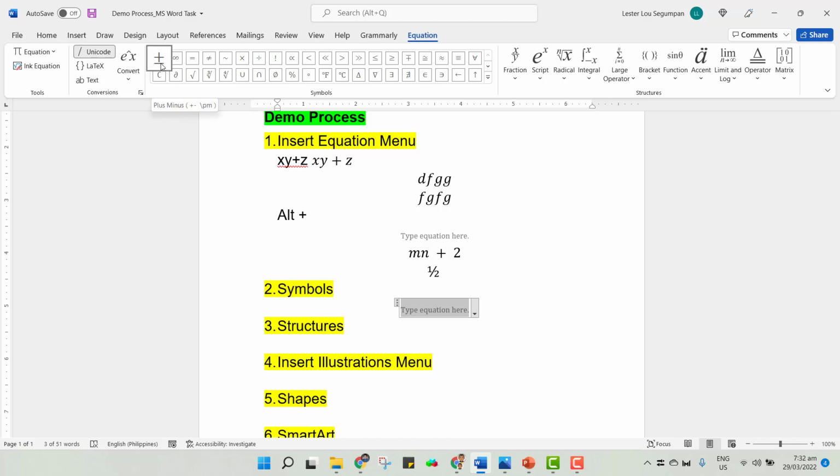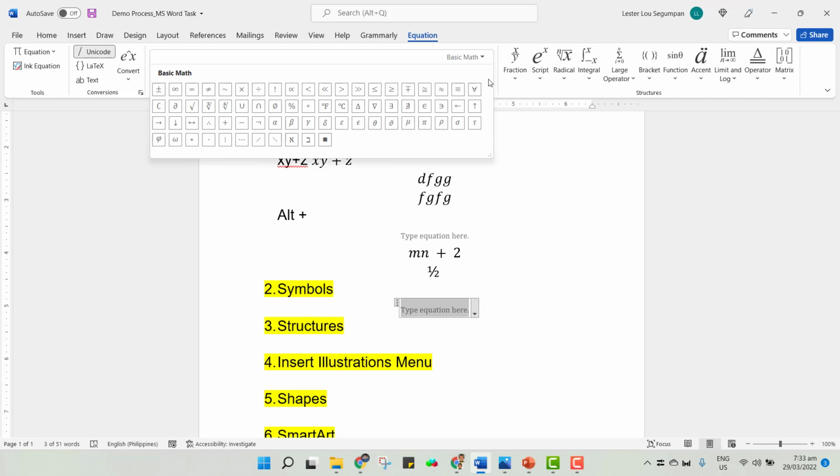So we have here this symbol plus minus, we have infinity, equal, inequality, and other forms. We have here the similarity or approximate. We have here the union, the intersection, the empty set. We have here the element, and what symbol is this? Here's for all. This button here at the bottom, you would see all the symbols in basic math. Right? These are all basic math.